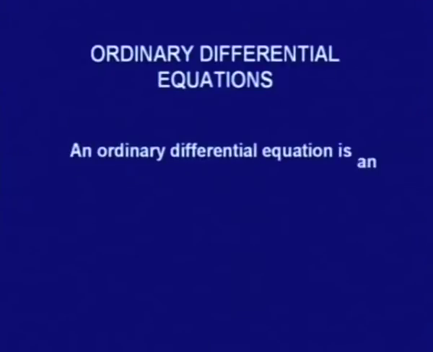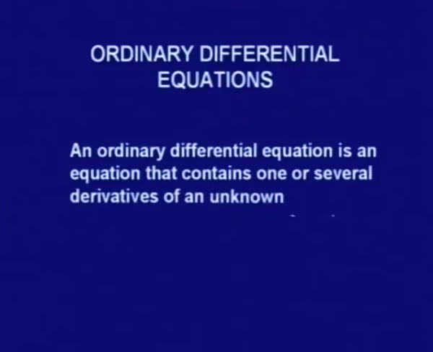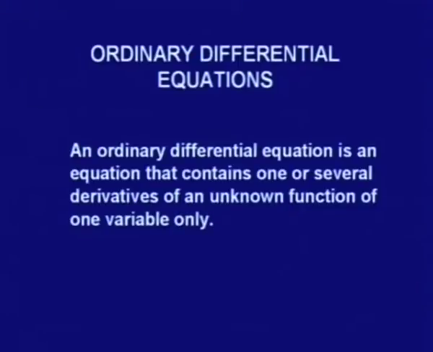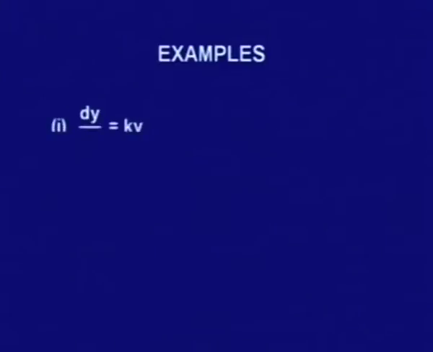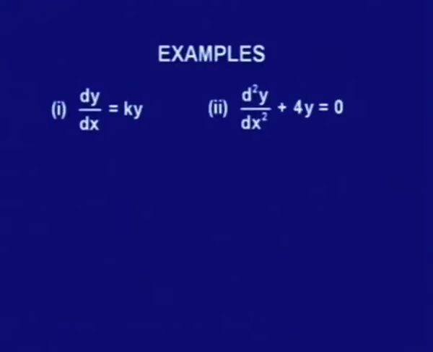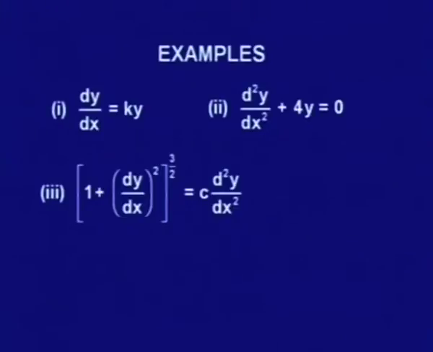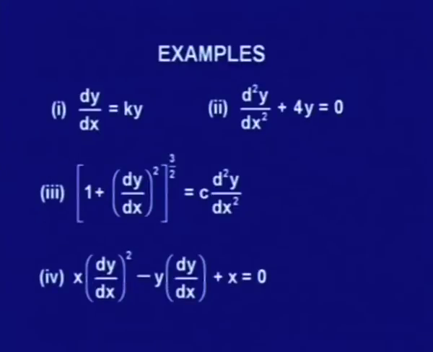An ordinary differential equation is an equation that contains one or several derivatives of an unknown function of one variable only. Thus, in our examples, the first example dy over dx is equal to ky, the second example d2y over dx2 plus 4y is equal to 0, (1 plus (dy over dx) whole square) complete power 3 by 2 is equal to c times d2y over dx2, x times (dy over dx) square minus y times dy over dx plus x is equal to 0 are all examples of ordinary differential equations. Here we have the unknown function y and its derivatives, and the function y was of only one variable and we had the ordinary derivative with respect to that variable only.